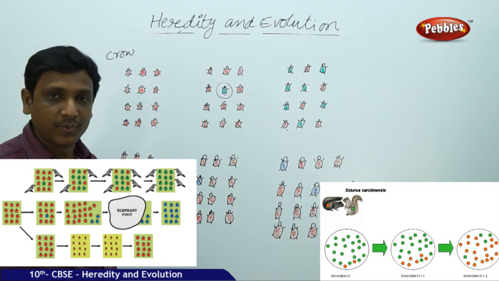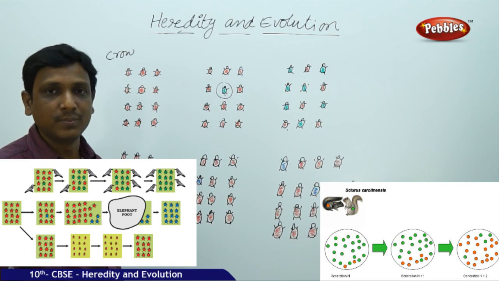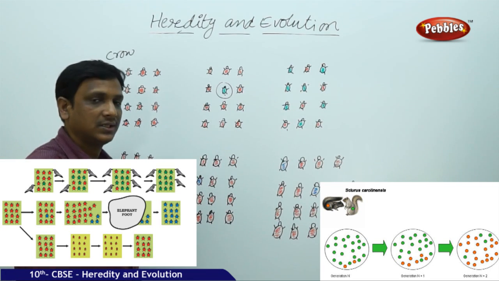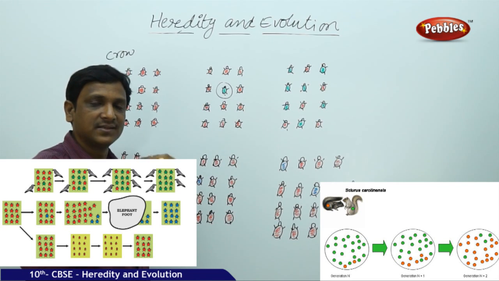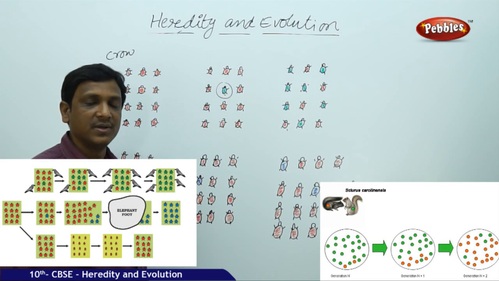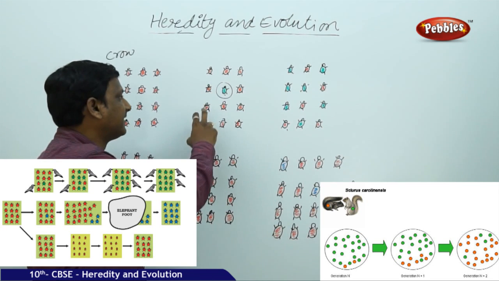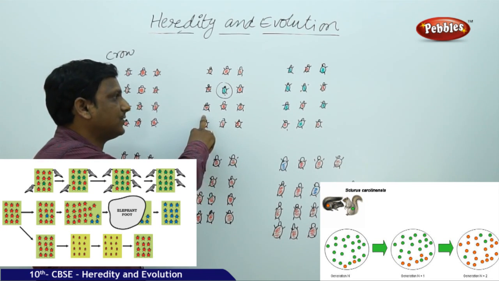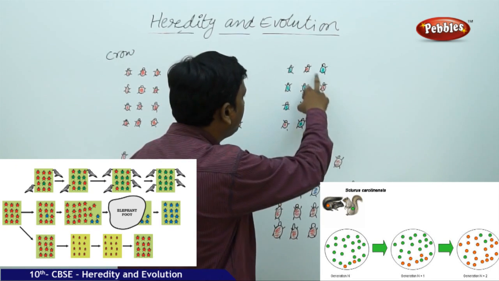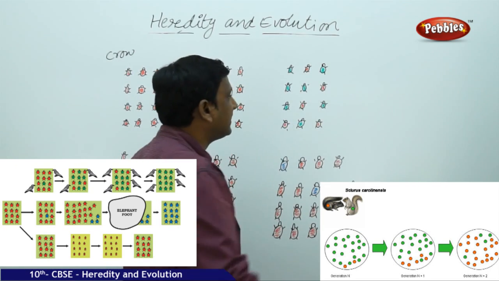So the green beetle population is increasing because the crows are not eating them. Why are the green beetles not being eaten by the crows? Because they are not identified, as they are green in color. So crows are identifying red. Gradually the population of red beetles decreases and green beetles increases.